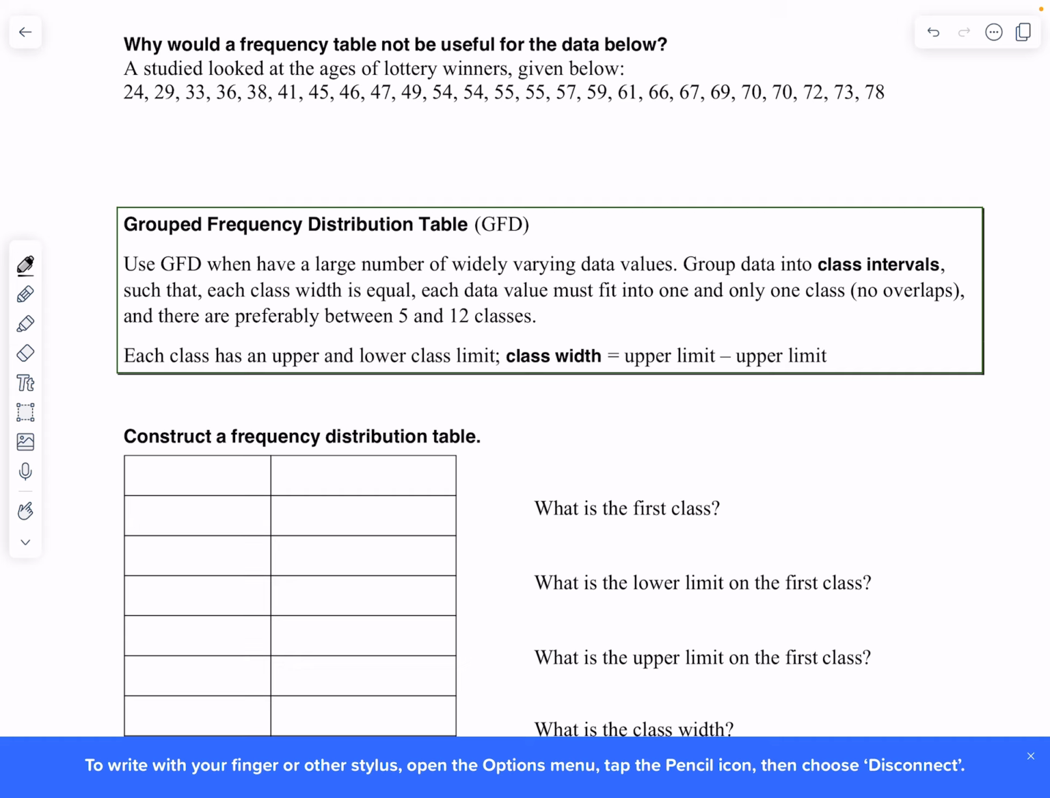The problem with this is when we do the frequency, we would see that most of the ages only had one person in them, with the exception of 54. So our table would be kind of meaningless because we don't have a lot of duplicates of the data points. So again, the only data points that repeated, well, there's actually a couple of them. 54 happened twice, 55 happens twice, and 70 happened twice. Otherwise, they happen once. So it's not really a great example.